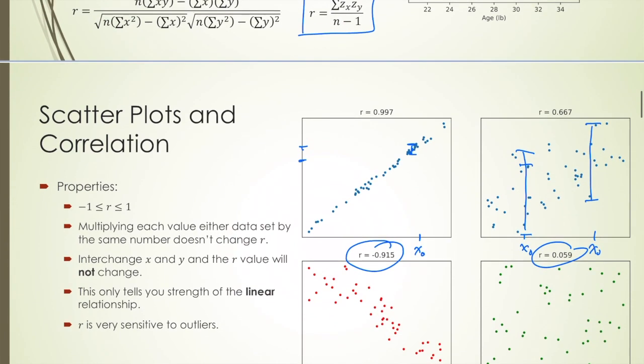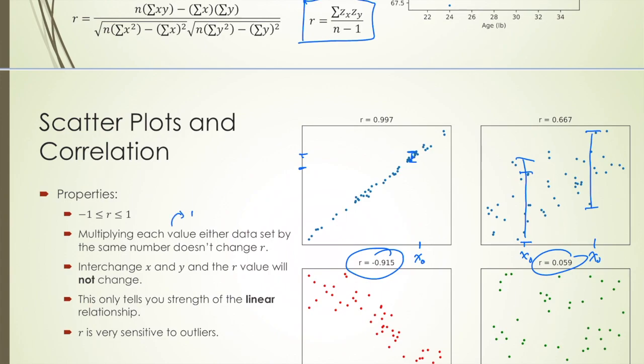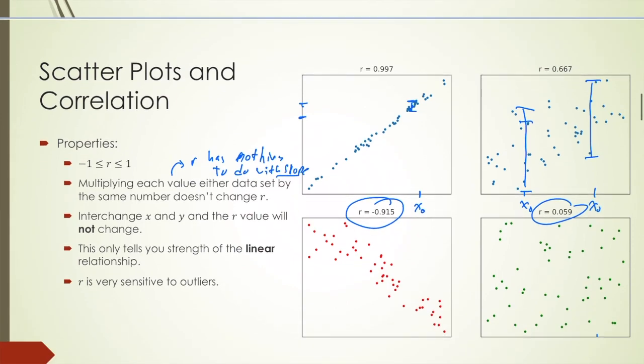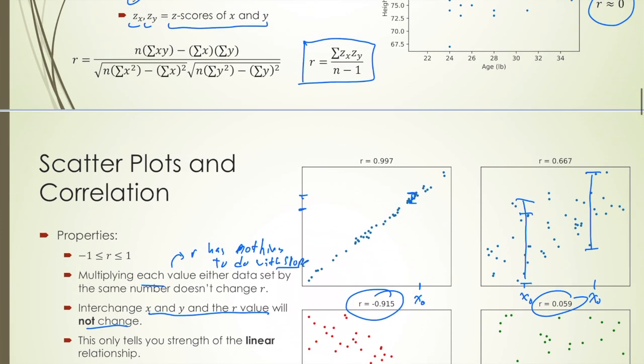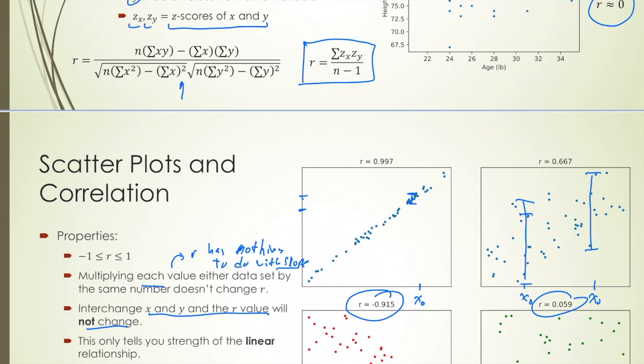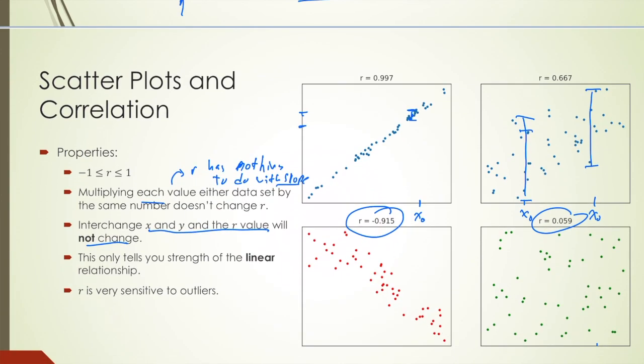And so what that tells us is that R has pretty much nothing to do with slope. Okay, great. Interchanging x and y also does not change the r correlation. See, there is symmetry here between x and y. If I switch x and y, I will get the same thing. Okay, and it also only tells you the strength of a linear relationship.